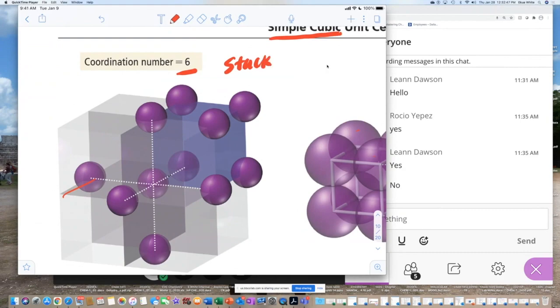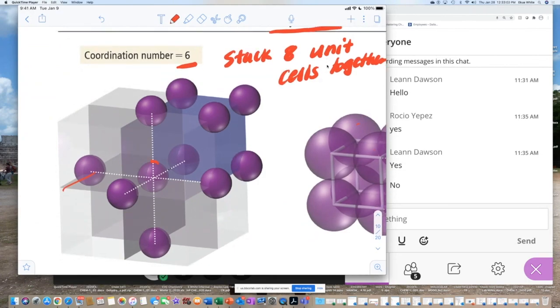Stack 8 unit cells together. So 4 on top, 4 on bottom. Once you do that, you're able to see. You see, I told you they're using the dotted lines to guide your eyes. So here, this then becomes your central one, right? And they use the dotted lines to kind of help you see.